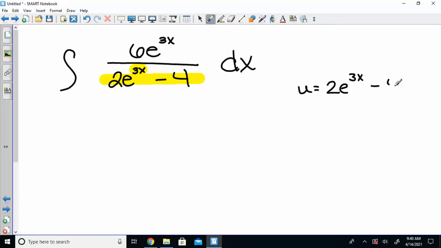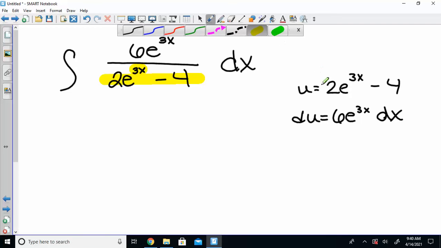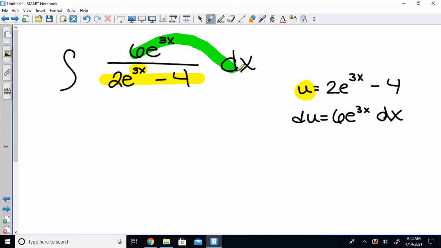Substitution, sometimes you might try something and it doesn't work, so you try a different substitution. So derivative of e to a power is still e to that power, but you have to do the chain rule. Times the derivative of the exponent, which is 3, times that 2 gives us a 6. Derivative of 4 is 0 dx. So we are in really good shape here because the denominator can become the u, and the 6 e to the 3x dx is all my du.